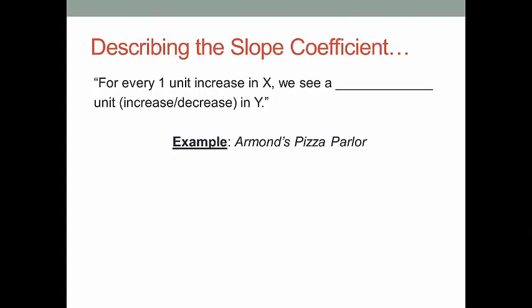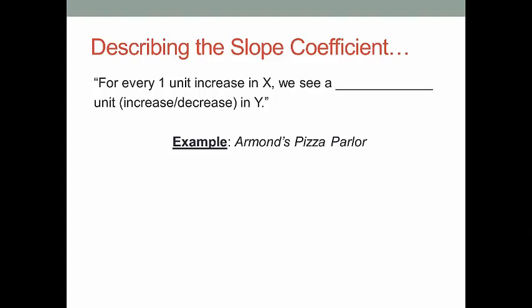How do I know if it's an increase or decrease? I look at the value on that slope coefficient. Is it positive or is it negative? If it's positive, it's an increase. If it's negative, it's a decrease. We see a blank unit increase or decrease in y.